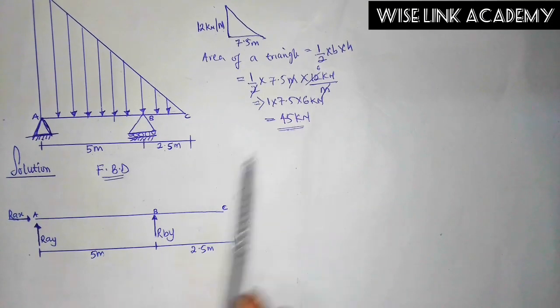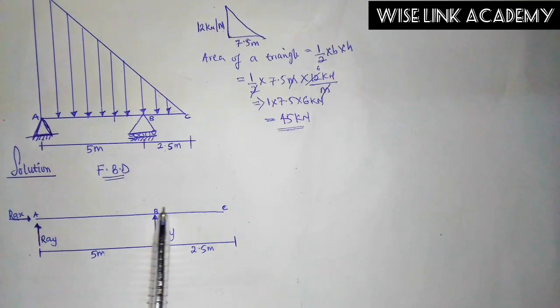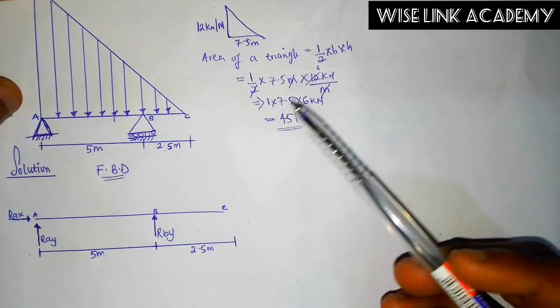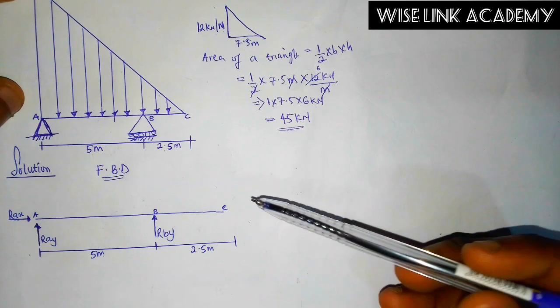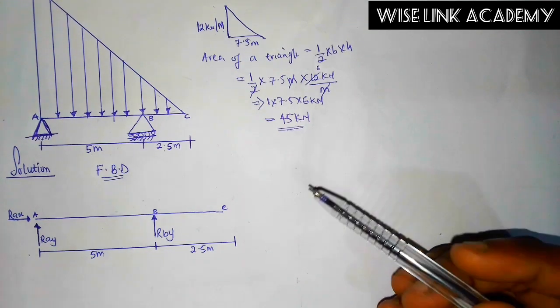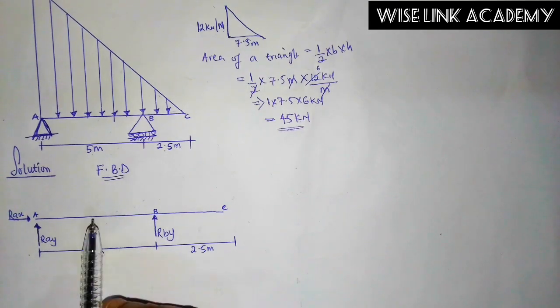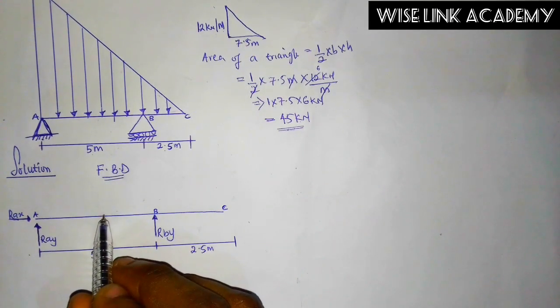Now I want to relocate this 45 kilonewton. I want it to act somewhere in this beam. So what we're trying to do is to convert the UVL into a point load. I want this 45 to act somewhere, but I cannot just place it anywhere here. You understand? I need to give it a distance.